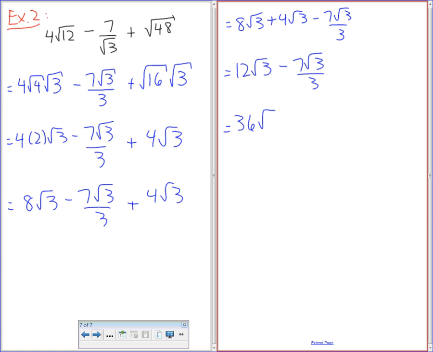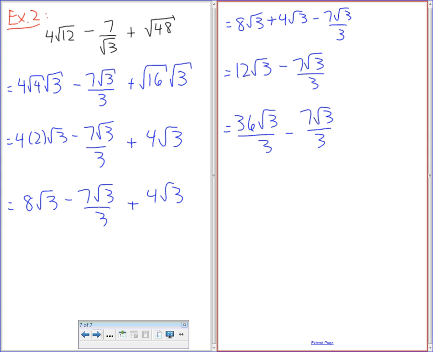I want to take a step back and let people be wowed here, okay? So what I did was, 12 root 3 didn't have a fraction with it. 7 root 3 over 3 did. To swoosh them together, you need a fraction with the one on the left, okay? That would be 29 root 3 over 3.